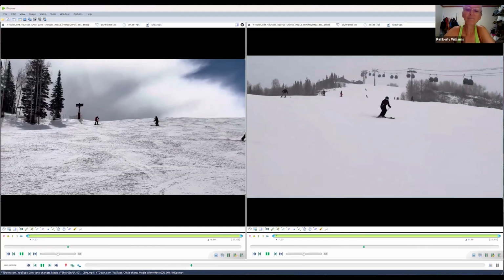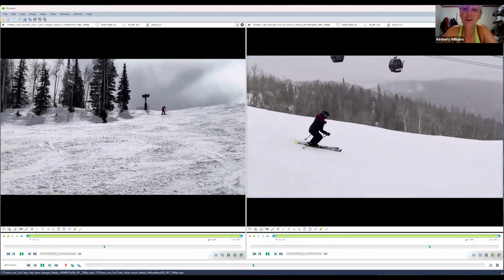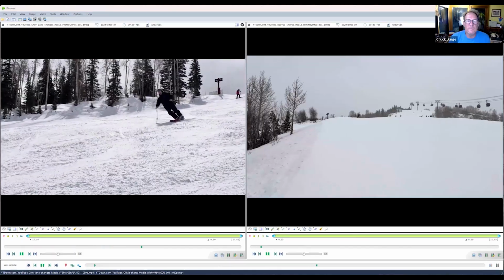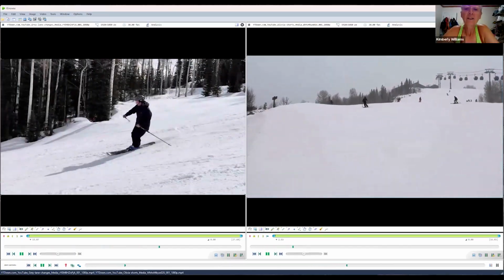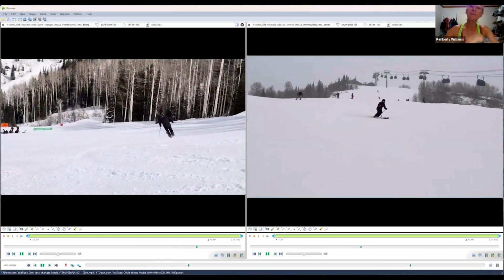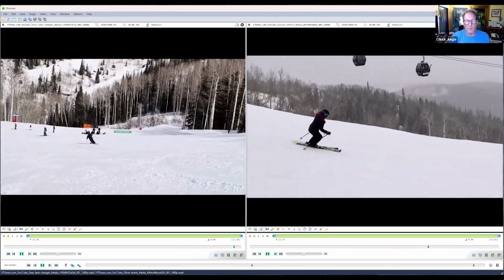I'll try. All right, go. Okay, so she has quick Z turns, and she has the weighting, unweighting. She kind of goes up to unweight her skis to initiate her rotational turn. Let's stay in the rotational realm.